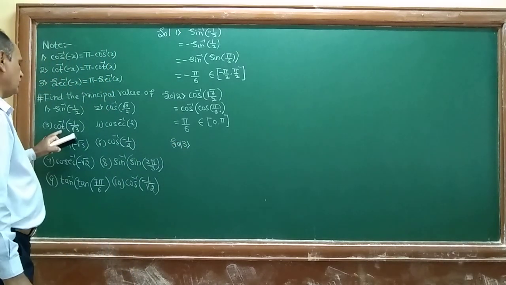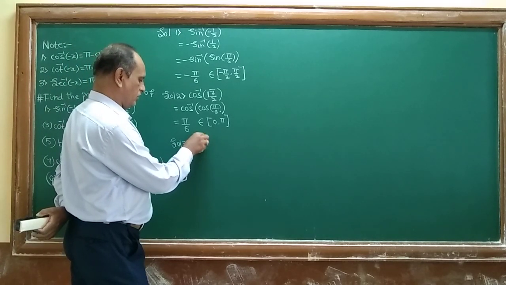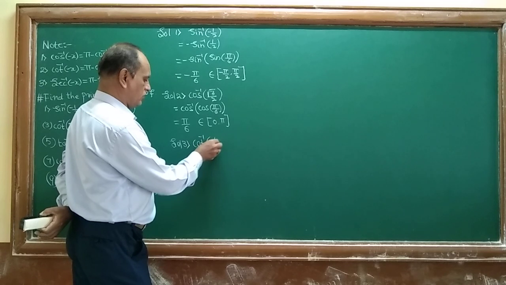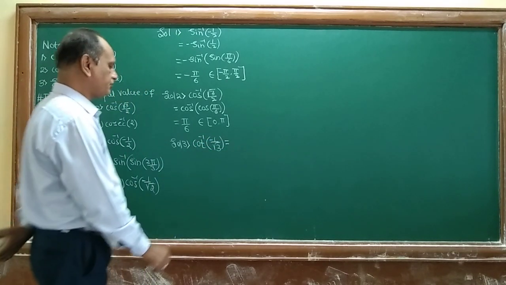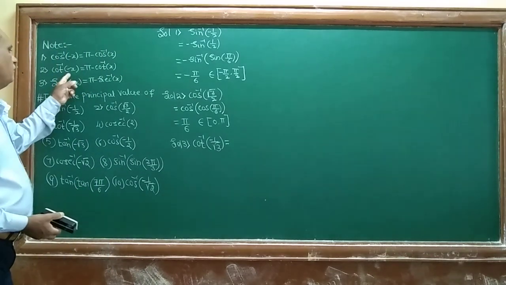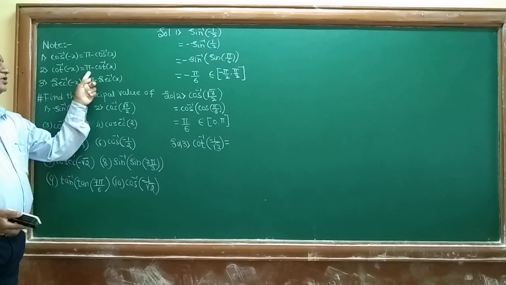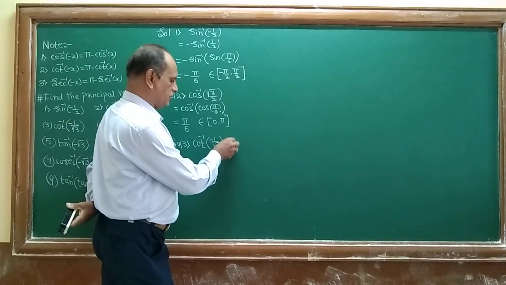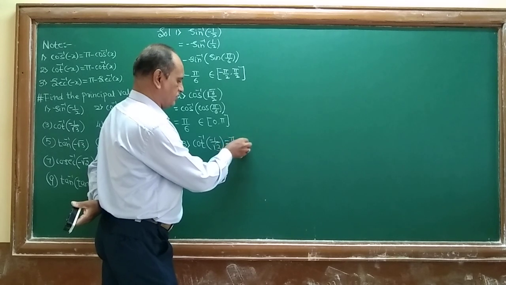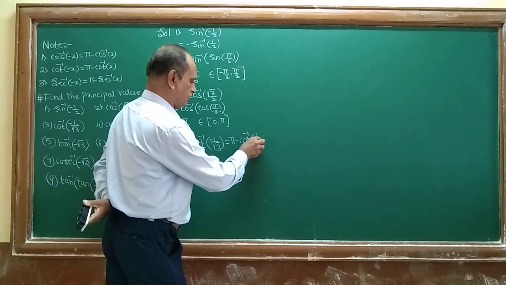Third example: cot inverse of minus 1 by root 3. You know the formula for cot inverse of minus x: it is pi minus cot inverse x. On the same line, cot inverse of minus 1 by root 3 is pi minus cot inverse of 1 divided by root 3.